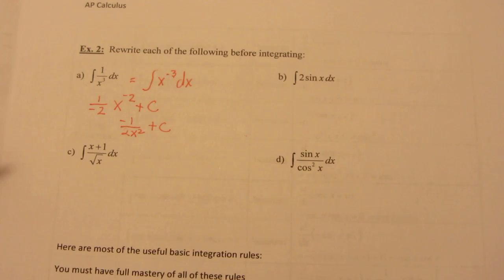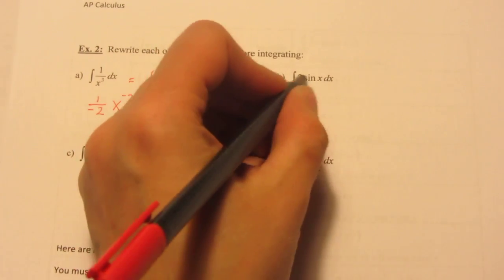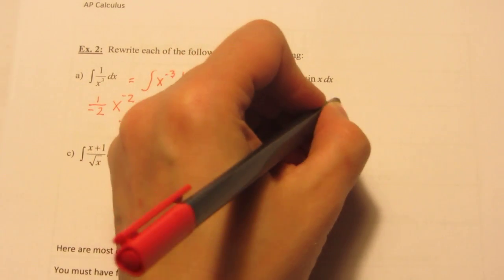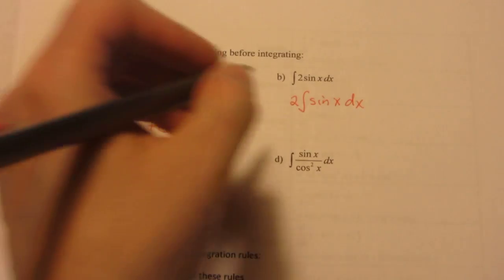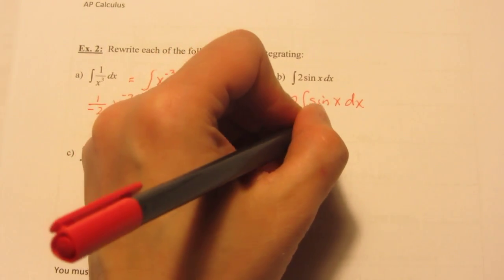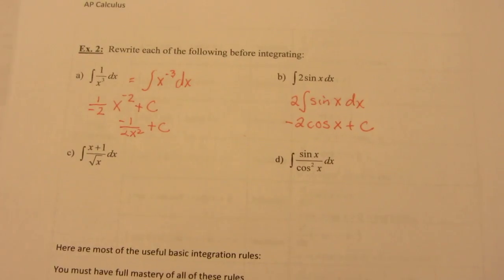That's prettier. For b, I would rewrite this one here, pull out the 2 like we just did before, sine of x dx, and then you take the derivative, so it's going to be negative 2 cosine of x plus c. Don't forget the c.